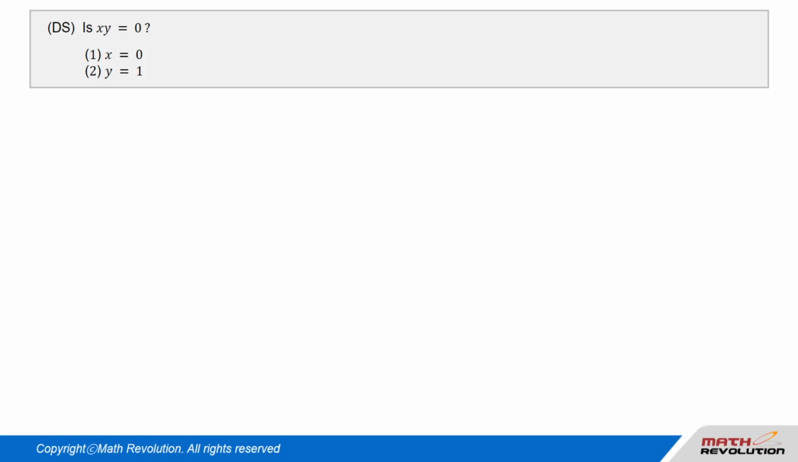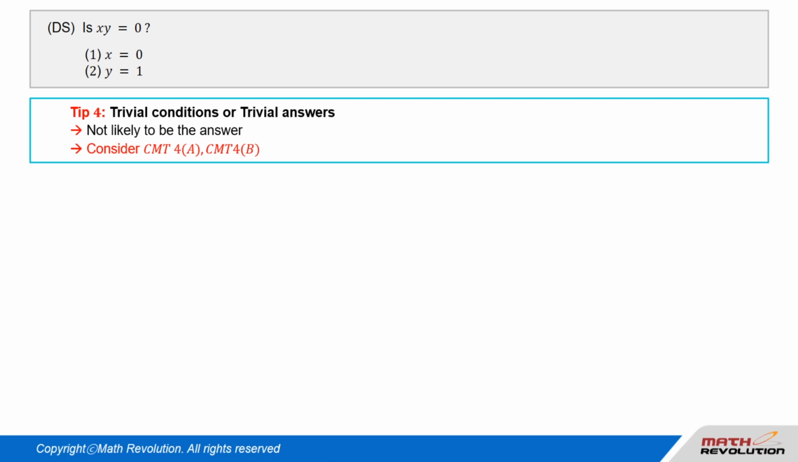Question 1. DS. Is x times y equal to 0? Condition 1. X equals 0. Condition 2. Y equals 1. Solution. Now we will solve this DS question using the variable approach.